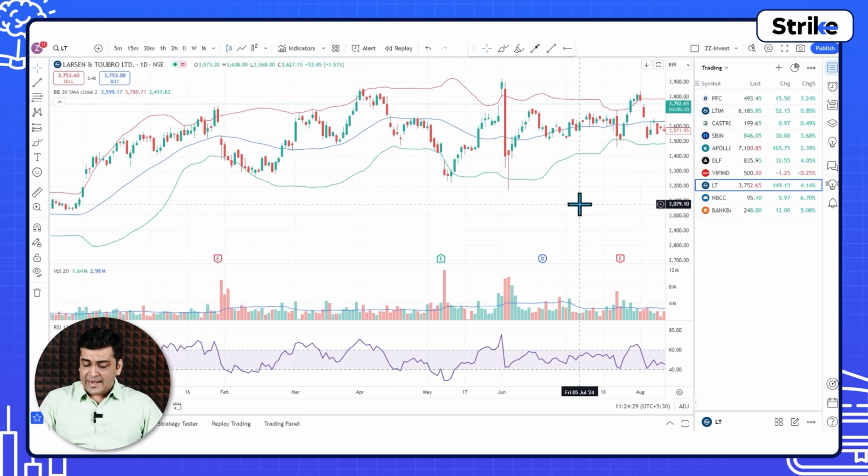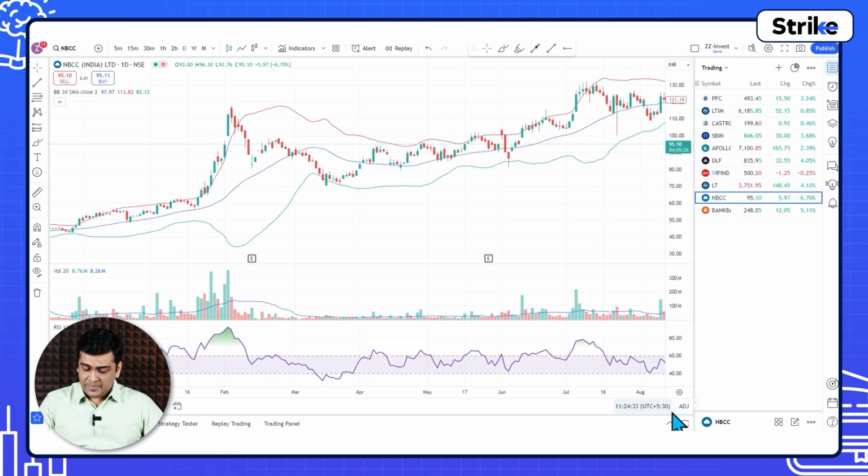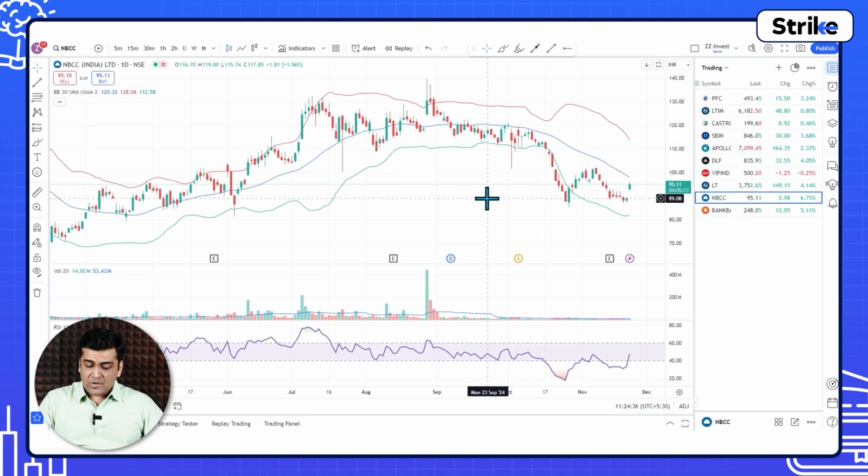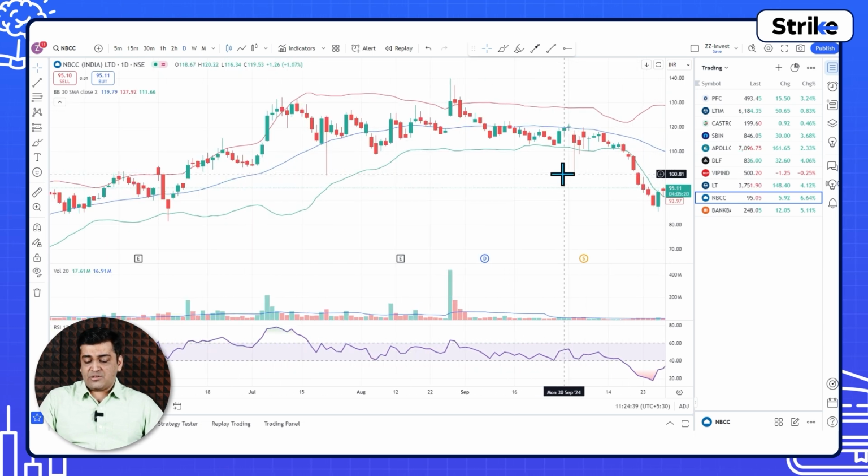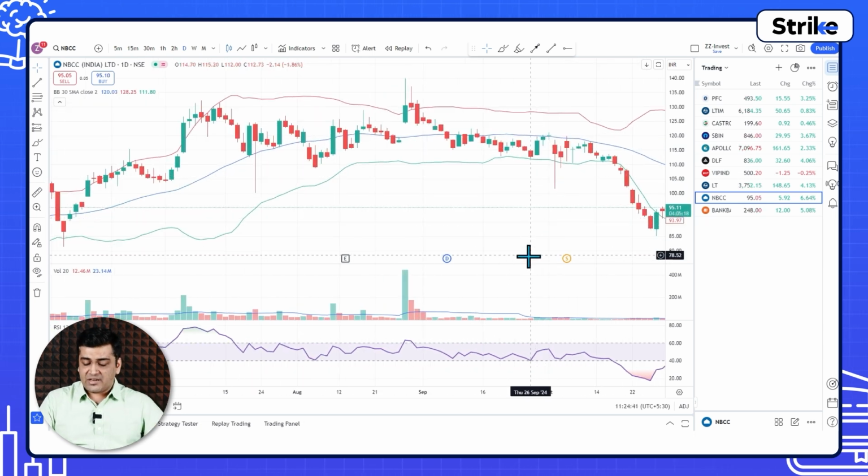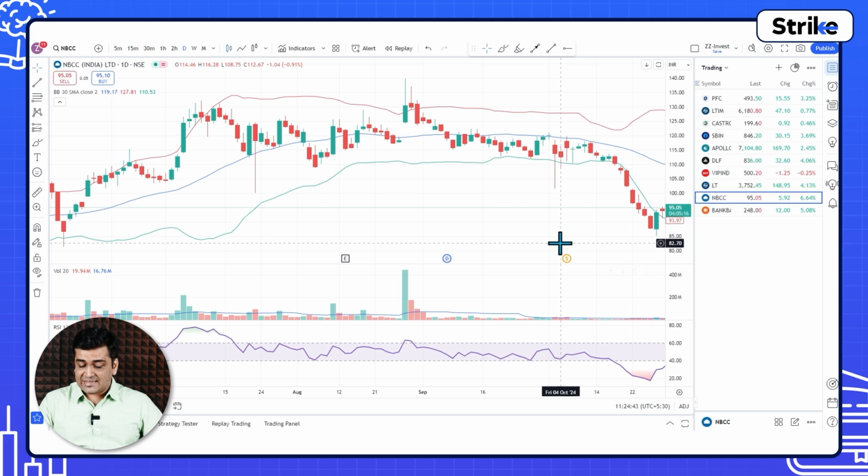And you could also check out some various examples. We'll check one more example. Let's take NBCC. Have a look at this. Sometimes the prices may not reach the median line, so I'll give you some examples like that as well.